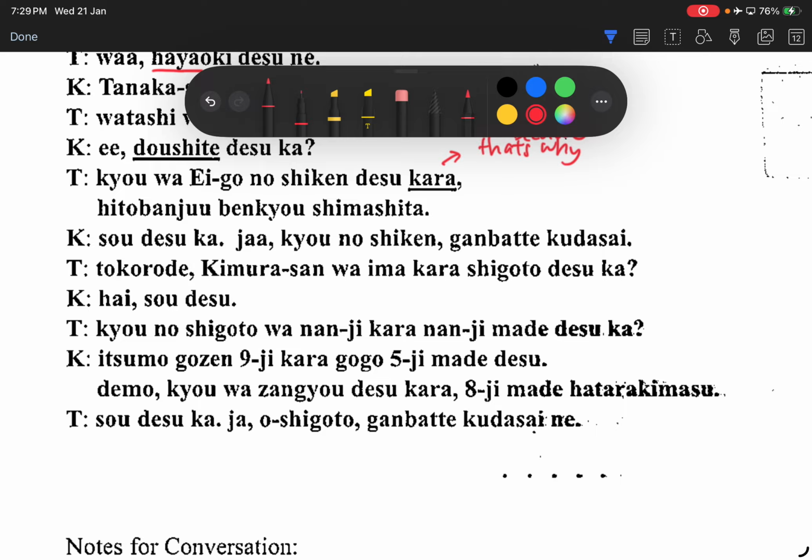Right? So 仕事 is job. When we put the O in front, it becomes polite. Right? お仕事頑張ってください. So please work hard at your work. Okay? Any questions about this passage?